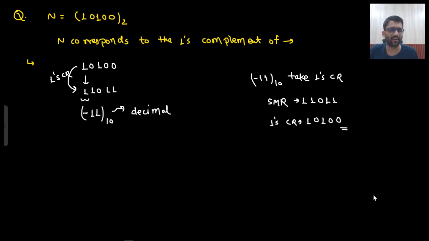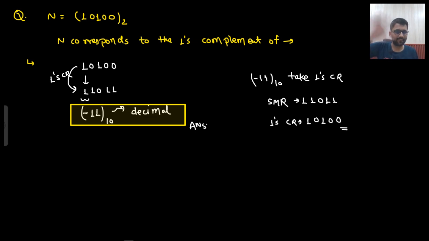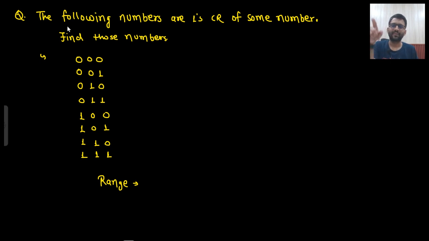Okay, so that's why I took this question. So this is the answer. If someone is asking you whose 1's complement that is, you can simply take the 1's complement back. Now, the following numbers are 1's complement of some number. Which of these numbers are there? So this is 1's complement of what?